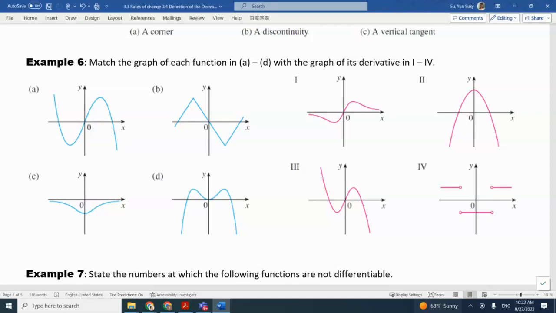On this side, positive. This side has positive. This side, negative. Which picture looks like this?